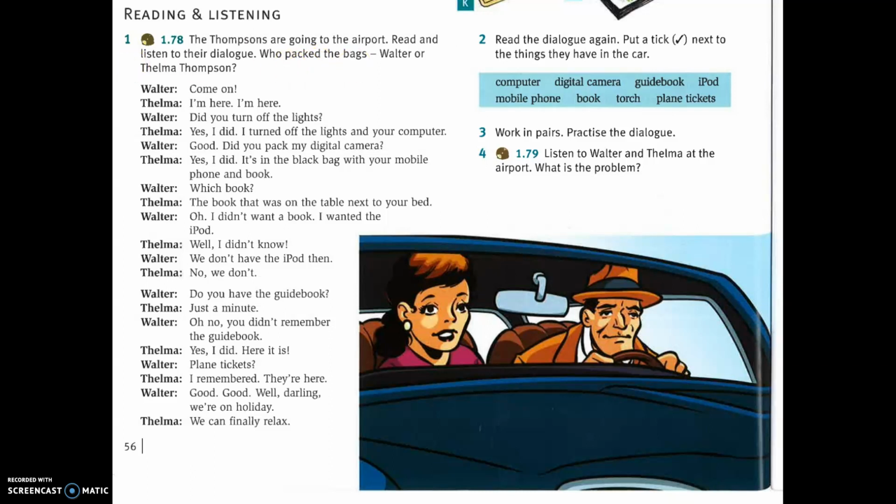So as I said, let's do it as a reading. Let's just give them 1 minute to read and see who packed the bags. Challenge them to read quickly. Get them to peer check, say talk together, what was your answer, and then come in and check together.